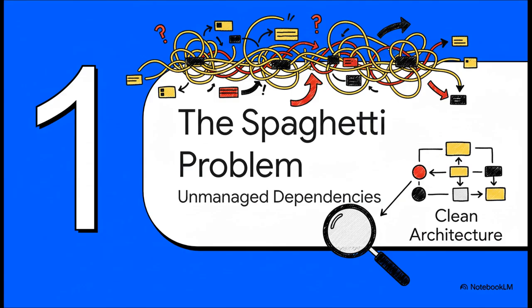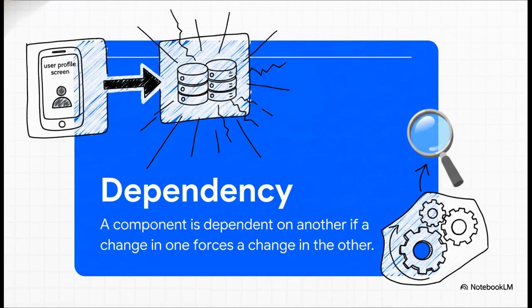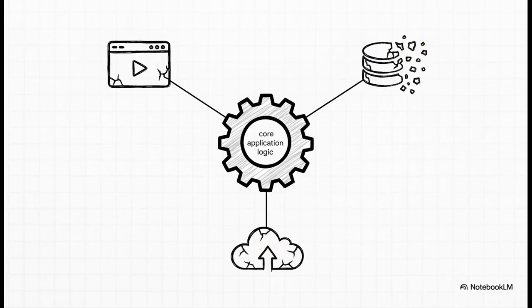Okay, so to untangle this spaghetti, we first have to get to the root of the problem. And it really all boils down to one single super important concept in software: dependency. So what is a dependency? It's actually super simple. Let's say your user profile screen directly uses a class to talk to a specific database. Well, that means the screen depends on that database class. And if that database class changes, guess what? You're probably going to have to change your screen code too. They're stuck together.